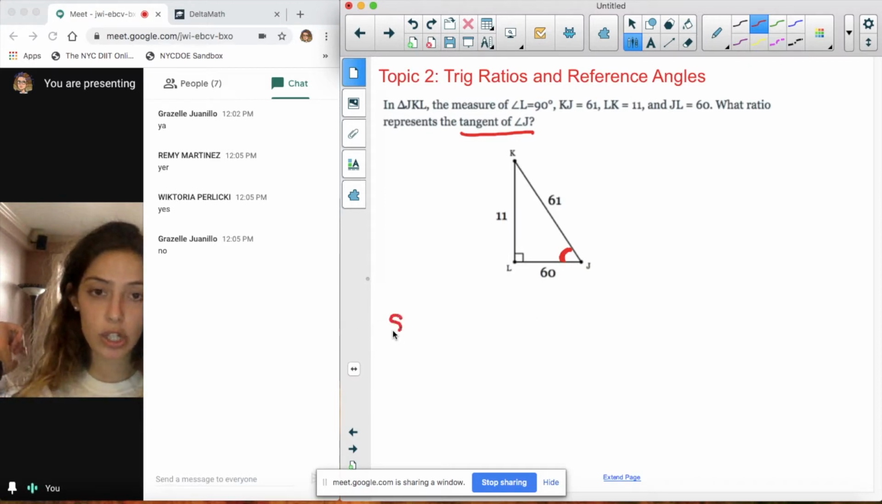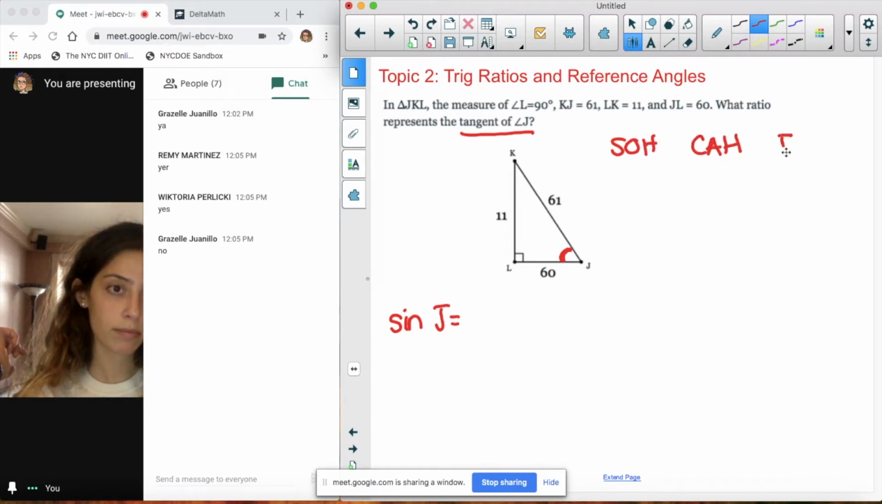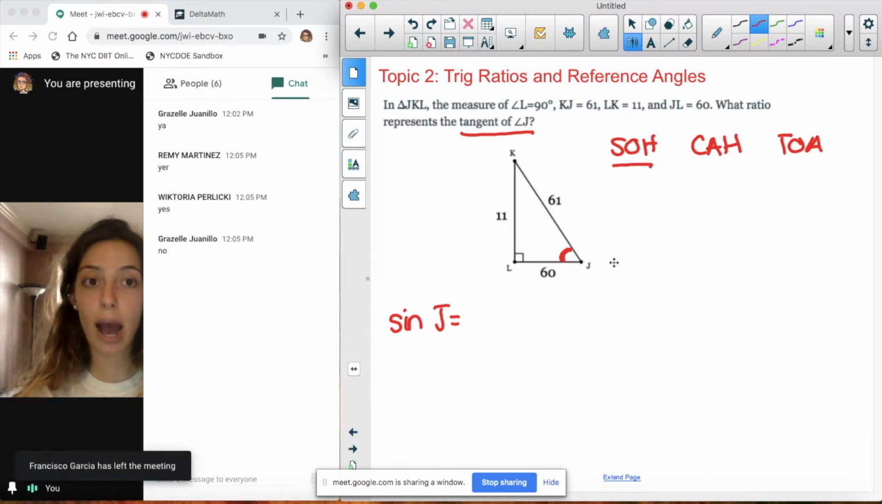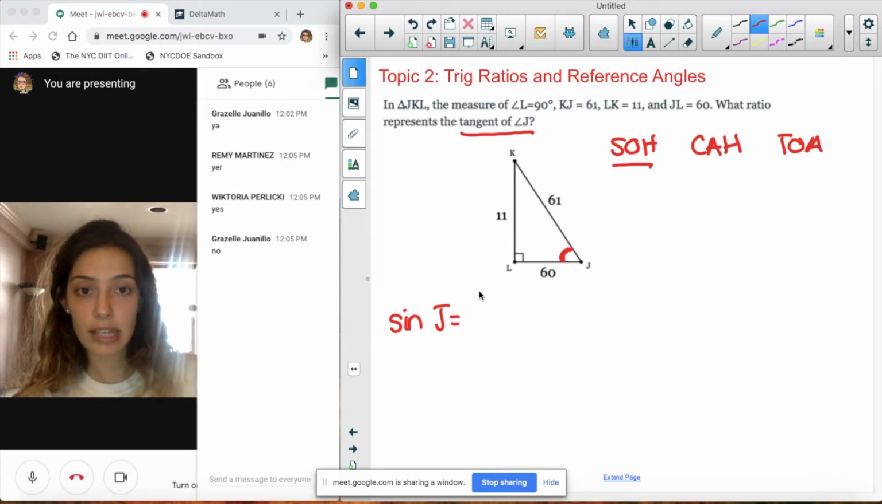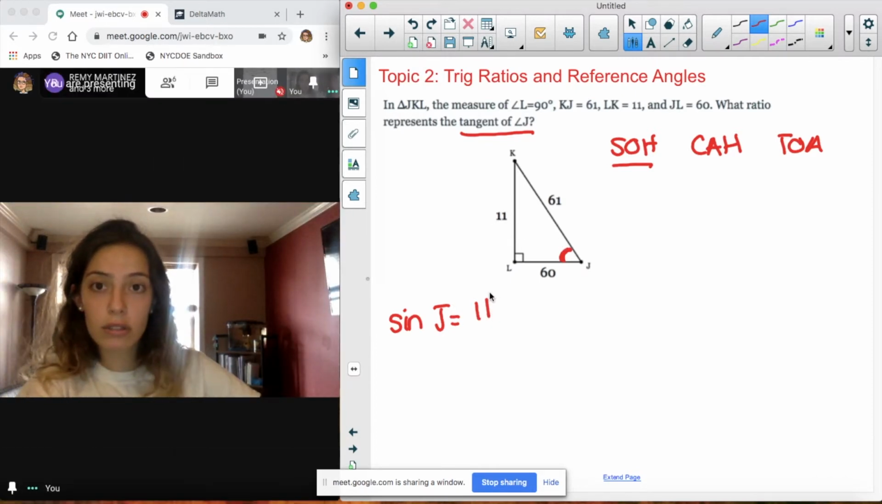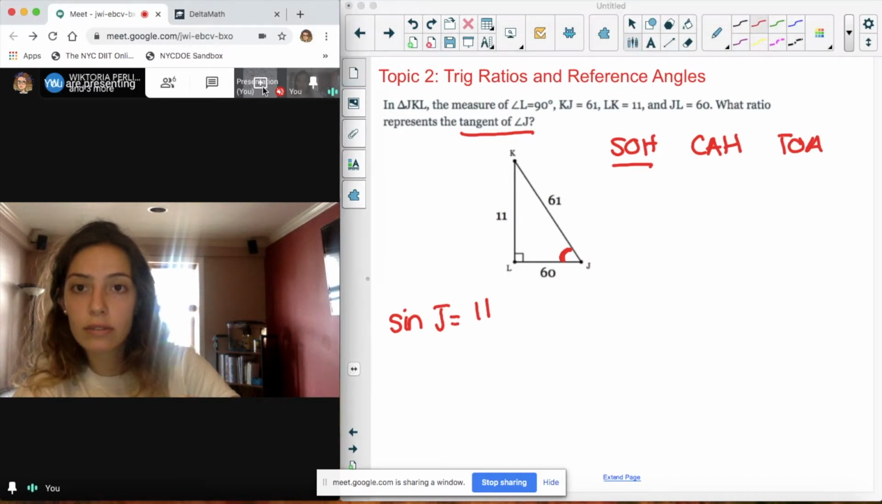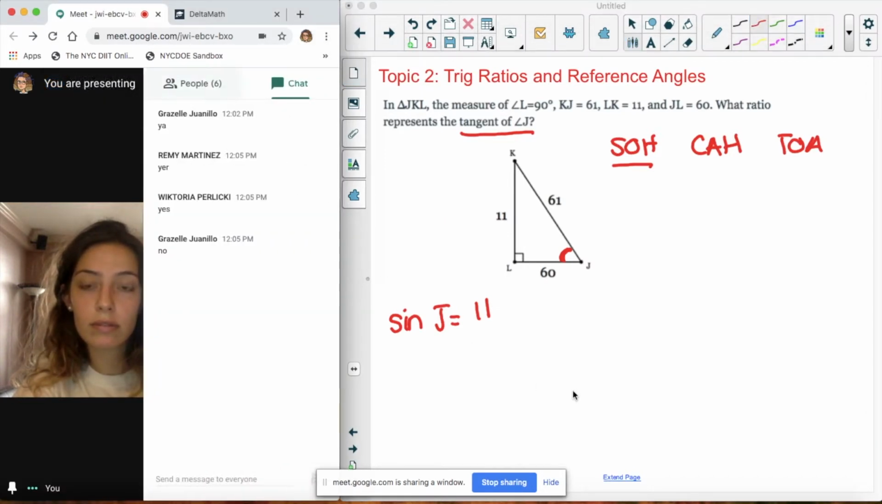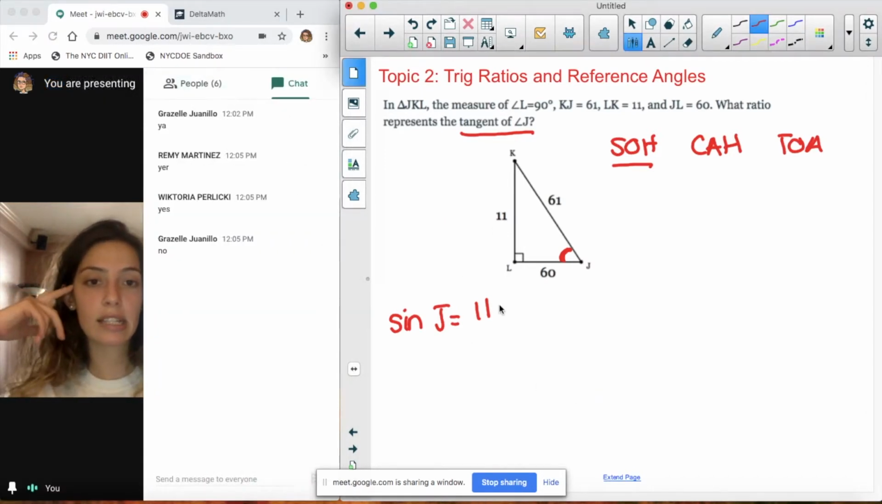So we're going to start with the sine. So let's find sine of J. So using SOHCAHTOA, I'm going to write that up here. If we're looking at sine, we want opposite over hypotenuse. So the opposite of J is 11, and the hypotenuse is 61.